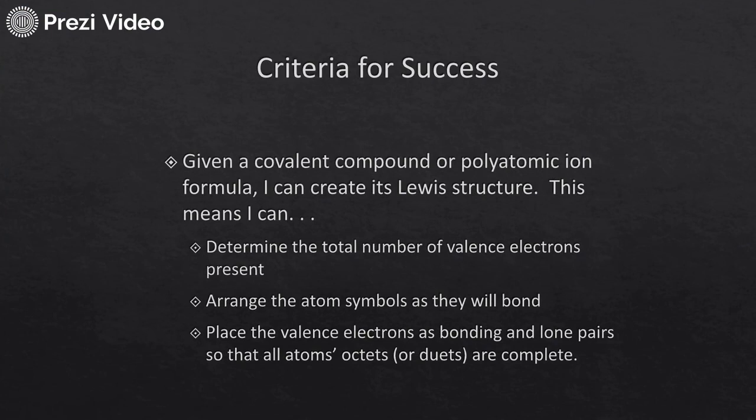All right. So, have we now met our criteria of success? Yeah, I think we have. We now are able to take covalent compounds, ionic compounds, polyatomic ions. We can take any of these formulas, put a name to them, and then we can take the name and put formulas to them as well.